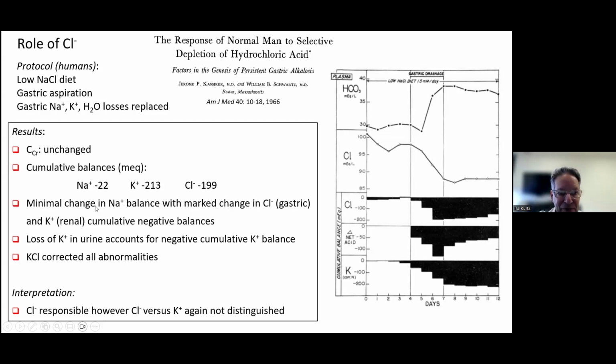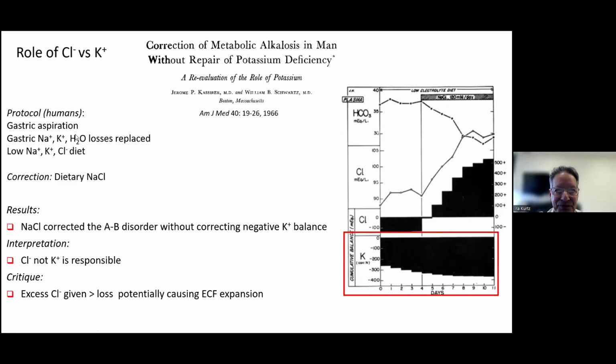So they found a minimal change in sodium balance. It's not shown here. It was just potassium and chloride were dumped in the urine. Sodium balance was about the same. And the loss of K in the urine accounted for the potassium balance negativity. And potassium chloride, not shown here, corrected both of these. So when they gave KCl, the chloride balance went back to normal, and the potassium balance too, as you might expect. If you're matching the excess urine output, you're going to bring the balance back to zero. So they interpreted this to suggest that chloride was responsible, but again, the chloride and K were not distinguished.